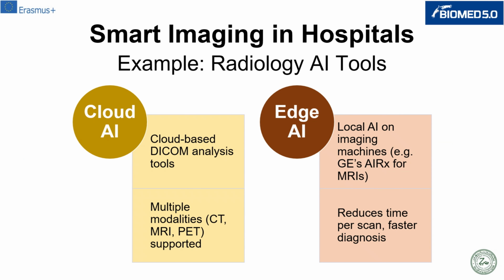Another powerful example is smart imaging in hospitals. With cloud AI, hospitals can use platforms that process radiology scans, CT, MRI, PET, in the cloud. This supports multimodality analysis and central data management. In contrast, edge AI can be embedded directly onto the imaging machines. For example, GE AIR Recon uses AI on the device to optimize MRI scan planning, improving speed and accuracy.